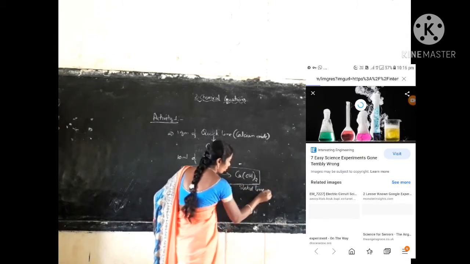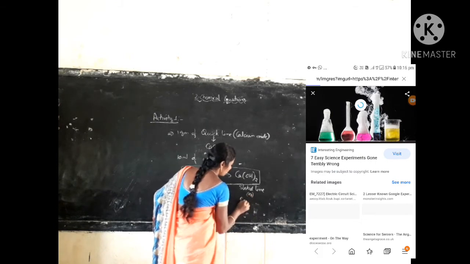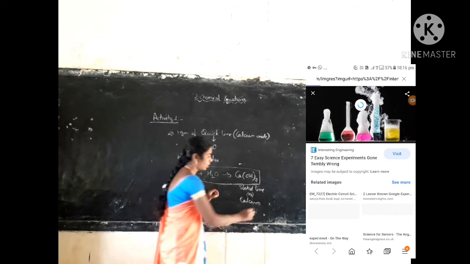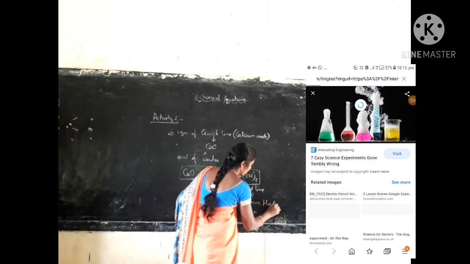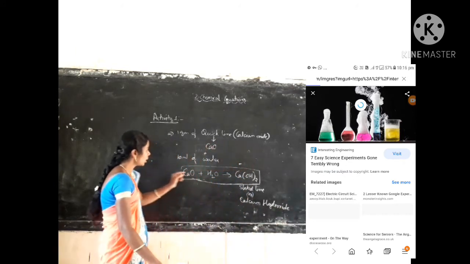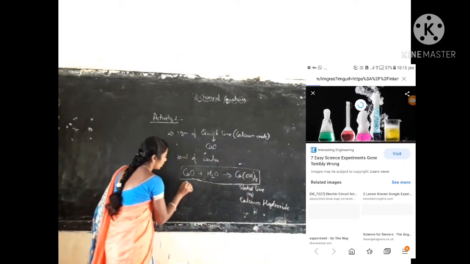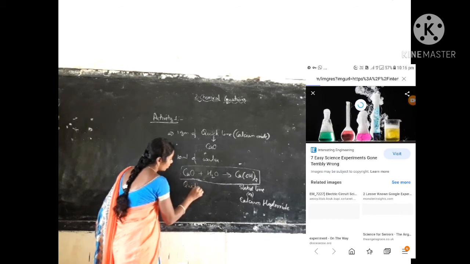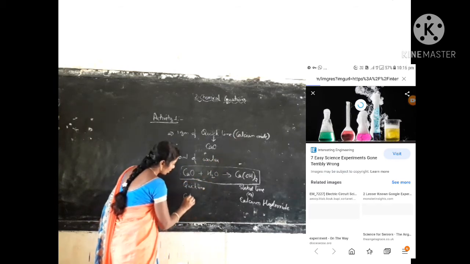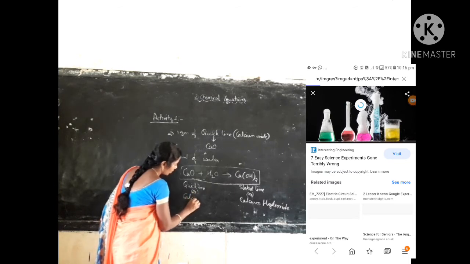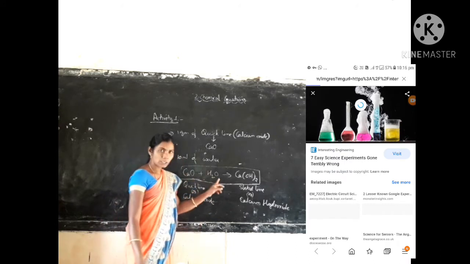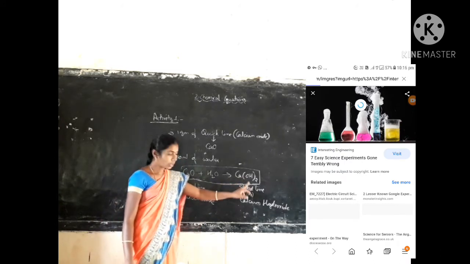Slaked lime is the common name. The chemical name is calcium hydroxide, OH is hydroxide. Okay, so what is CaO? Quicklime. CaO is quicklime, the common name. What is the chemical name? The chemical name is calcium oxide. So whenever calcium oxide reacts with water, it is forming calcium hydroxide.